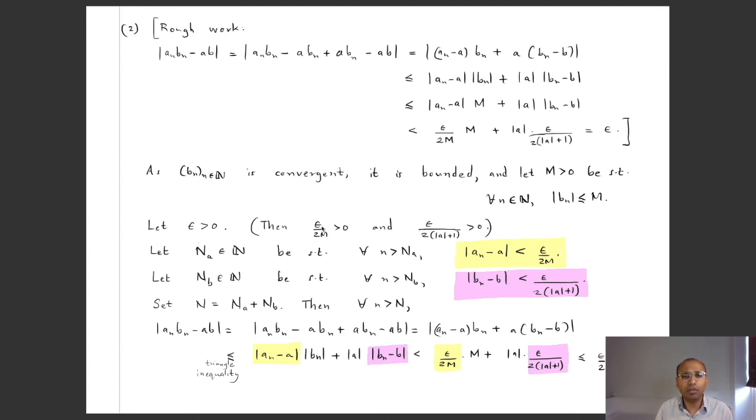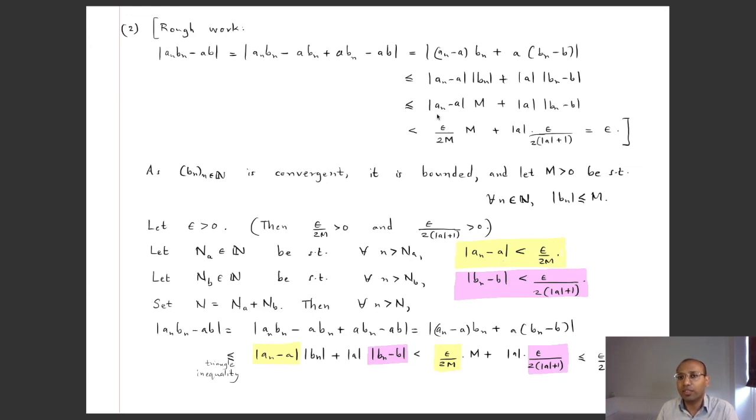Then we know that epsilon divided by 2m, with m positive, is a positive number, and epsilon divided by 2 times (mod A plus 1) is also a positive number, right? Because I'm first of all dividing by something non-zero, and moreover dividing by something positive. Since the sequence an is convergent with limit a, I know that there exists an index, let's call it na, such that beyond that index, the distance of an to the limit a is less than epsilon by 2m.